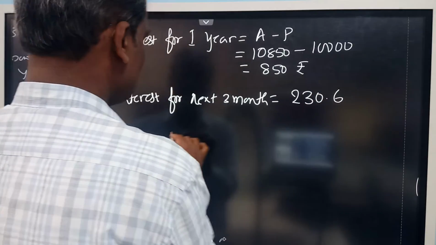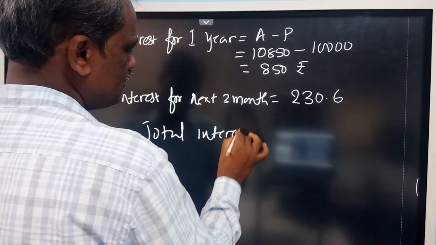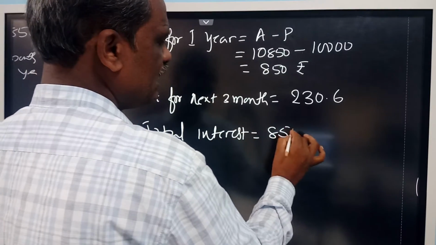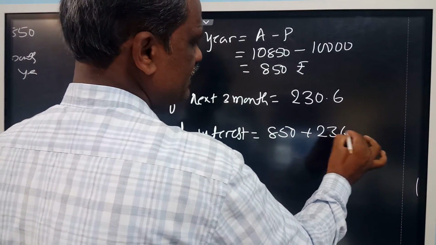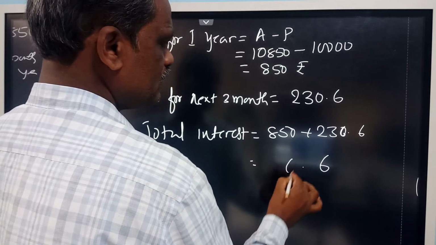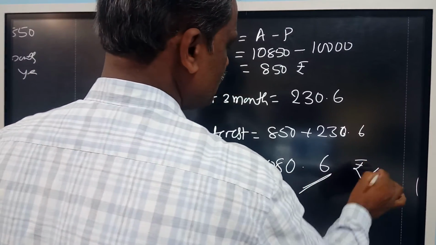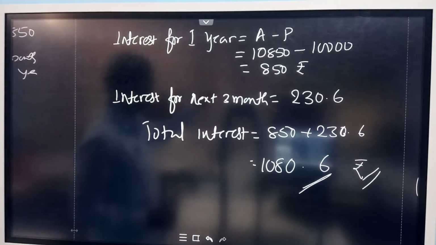30.6 you can take. So total interest to be paid. Total interest is equal to 850 plus 230.6. So you will get 10,080.6 rupees. So this is the interest to be paid.